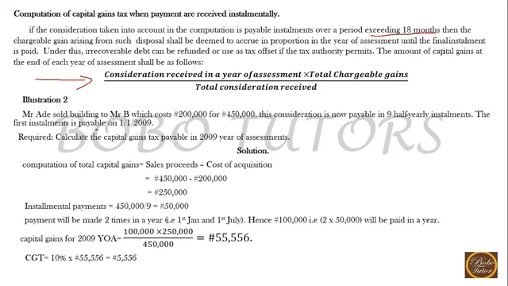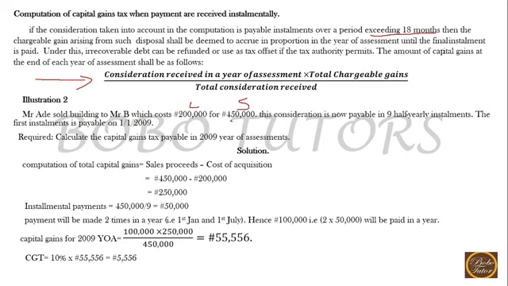The first installment is payable on 1st of January 2009. Required, calculate the capital gains tax payable in 2009 year of assessment. Under this, you see that this is the cost price and this is the sales proceeds. Are you getting it now? So if Mr. Ade received the money in full instantly, capital gains will be 250,000. Do you understand that now?